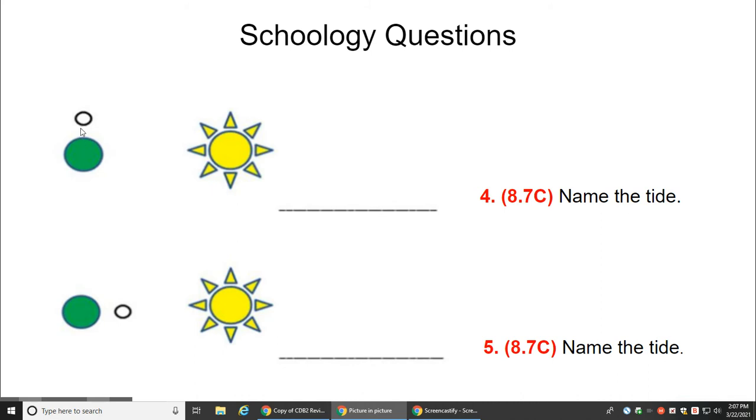Neap tides are where you're going to have your least effect on ocean tides because the moon's gravitational pull is pulling in this direction and then the sun's gravitational pull is pulling in that direction. So you don't really have a great difference between your high tide and your low tide ranges.